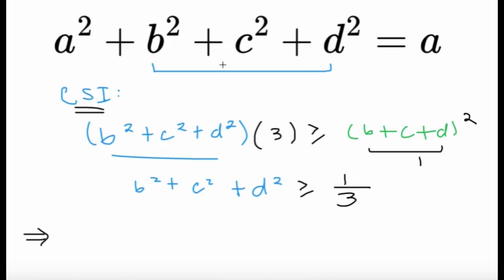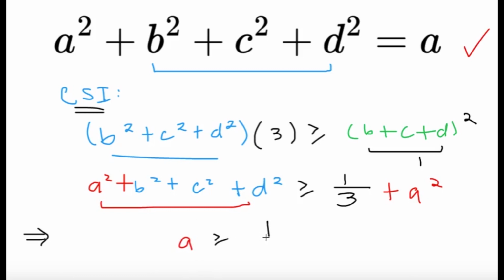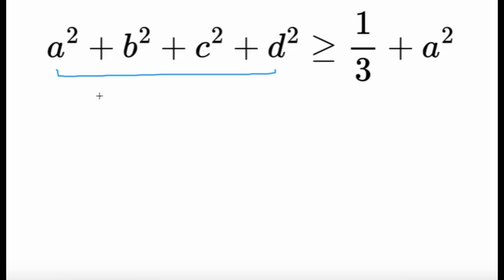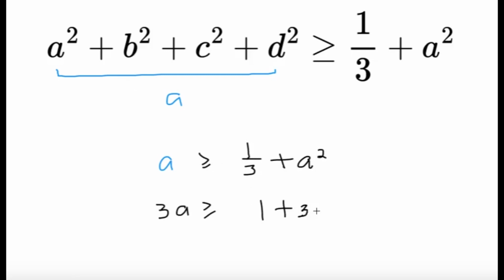Now, we can substitute it into this equation, or we can just add a squared on both sides. And this part should be equal to a. So I'll have a greater than or equal to 1/3 plus a squared. So we have a quadratic inequality in terms of a. Now, we can try to solve this inequality. So a is greater than or equal to 1/3 plus a squared, and then multiply both sides by 3. So 3a will be greater than or equal to 1 plus 3a squared.